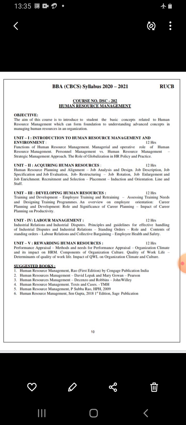Unit 3 talks about developing human resources, where we'll be discussing training and development, assessing training needs, designing training programs, an overview on employee orientation, career planning and development, role and significance of career planning, and impact of career planning on productivity.